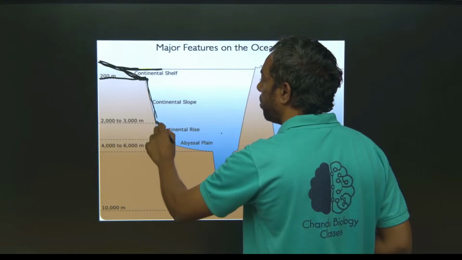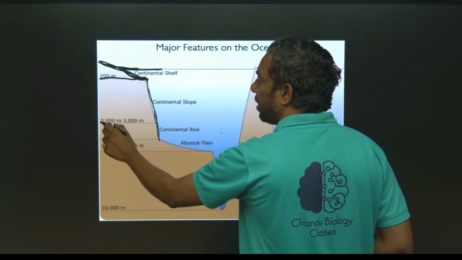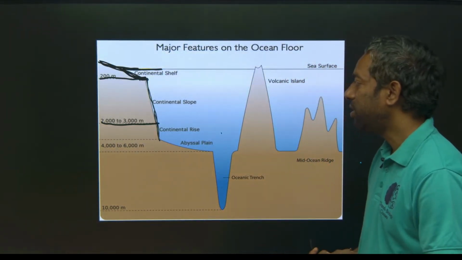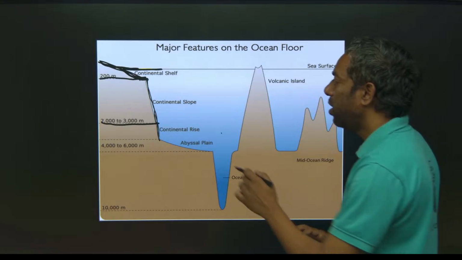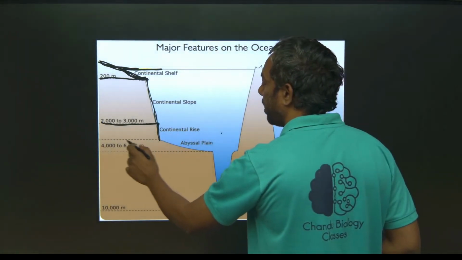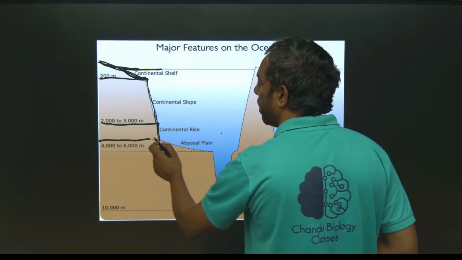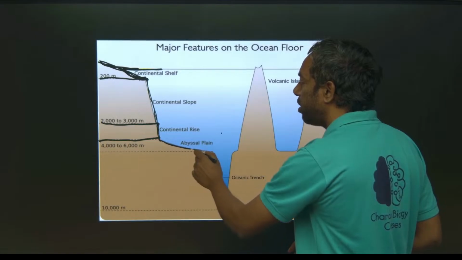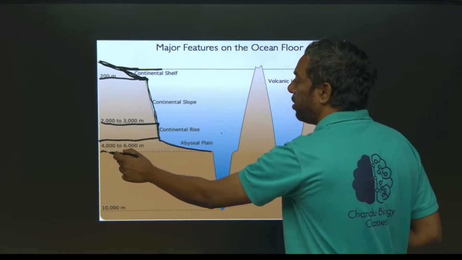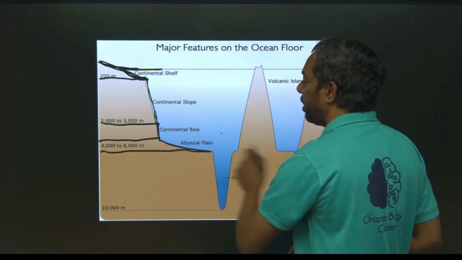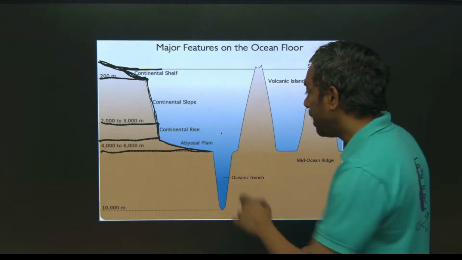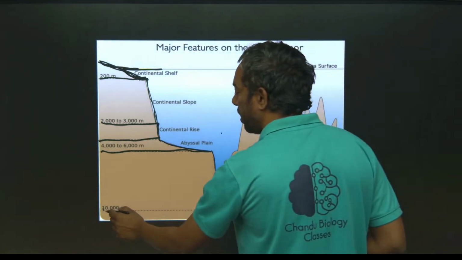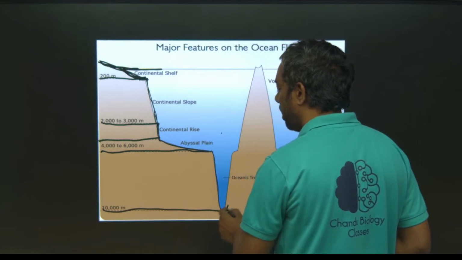The continental slope goes 2000 to 3000 meters, and the continental rise goes up to 4000 to 6000 meters. After that, this is the abyssal plain, the plain area up to 6000 meters. In some areas, deep trenches go up to 10,000 meters.